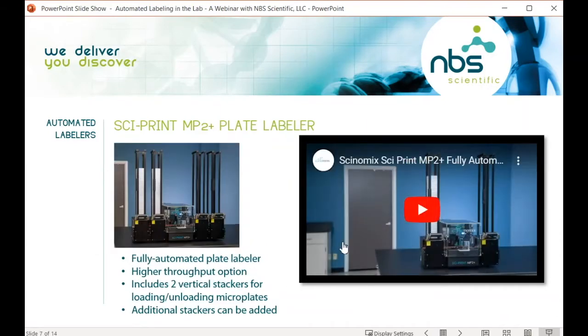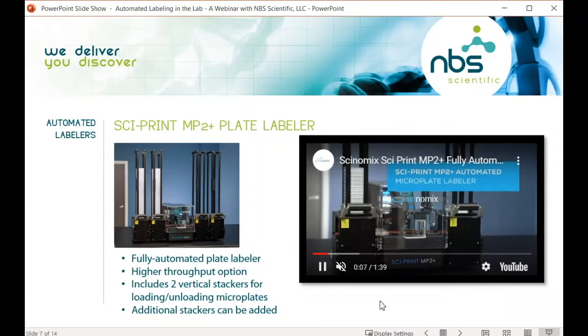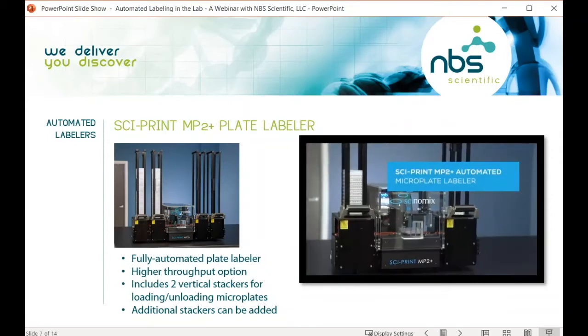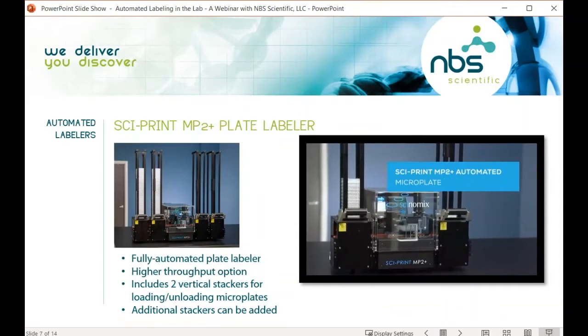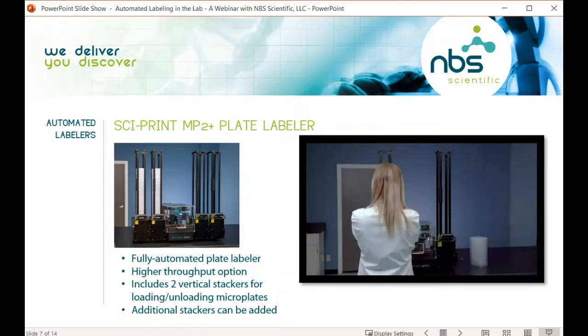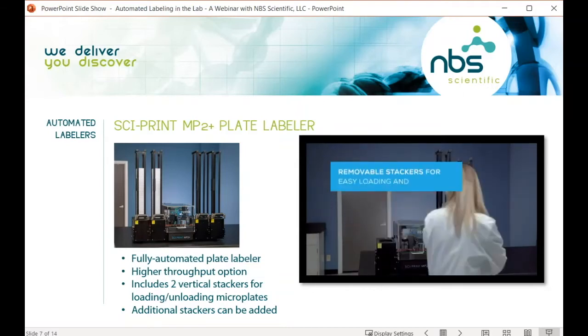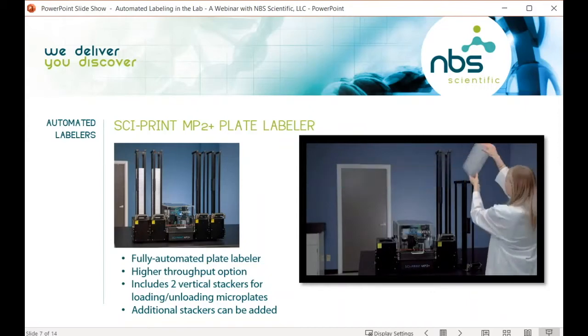Now the step up from the NP2 would be the NP2 Plus plate labeler. So this is a fully automated plate labeler option. It has a higher throughput compared to the NP2, which means it offers more valuable walkaway time. The NP2 Plus does include 2 vertical stackers for the loading and unloading of microplates.